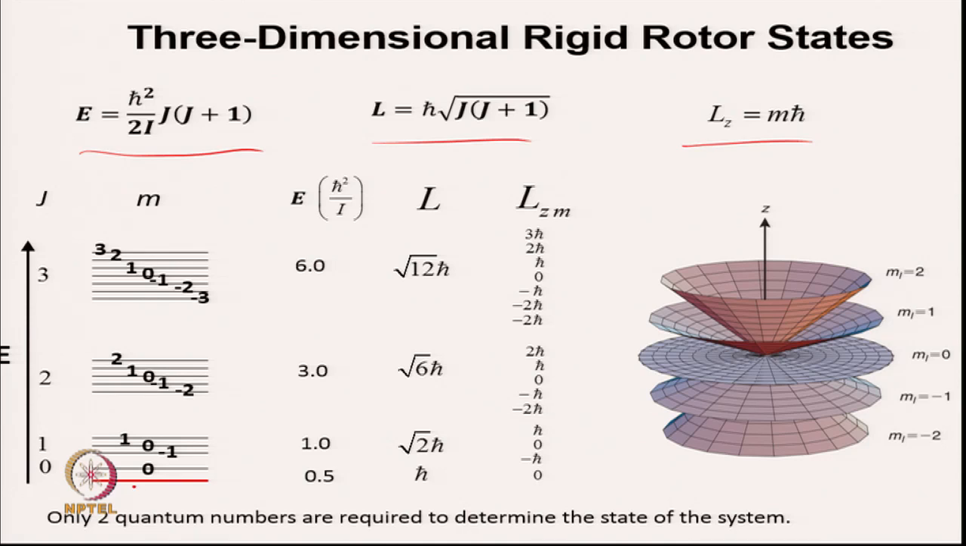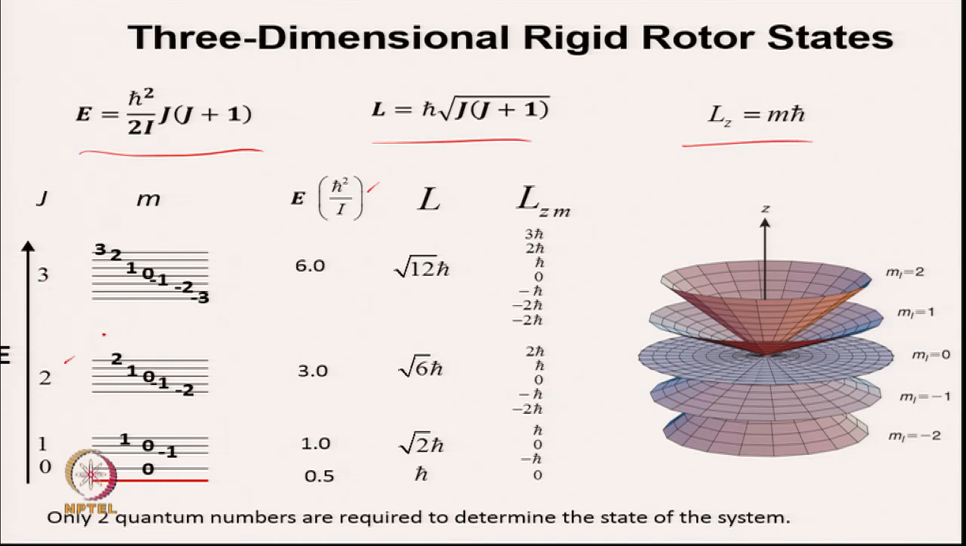So, for j is equal to 0, 2 j plus 1 is 1, so its degeneracy will be 1, and your energy, if you put j is equal to 0, then 0 into 0 plus 1, so energy will be 0. Okay, so let us see here. If j is equal to 3, then 3 into 4, 12 divided by 2 is equal to 6 h bar square by I. This is the energy for j is equal to 3.